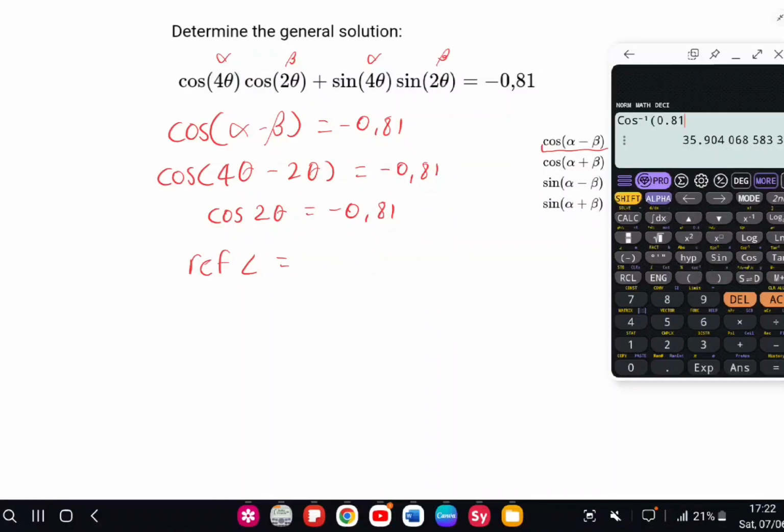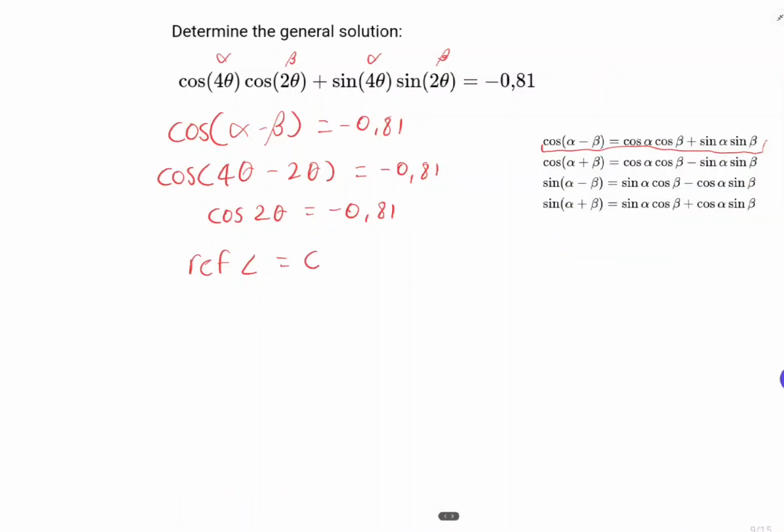But let's not round off first. Let's keep our answer as is. So I'm just going to write it as shift cos of 0.81. We don't want to round off because here we have 2 angle, so we would have to divide this answer by 2 as well, some way, somehow. Now, what do I mean? We will see later onwards.